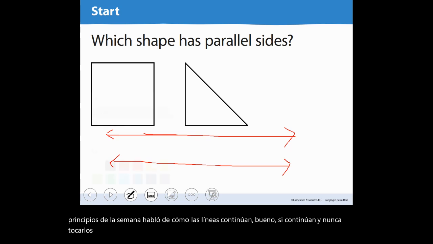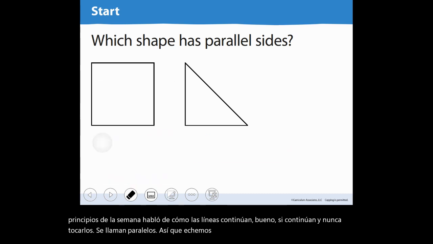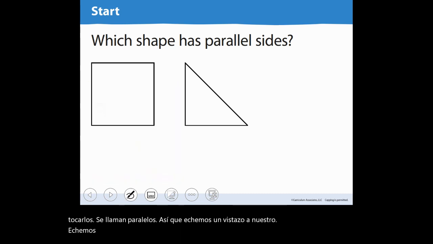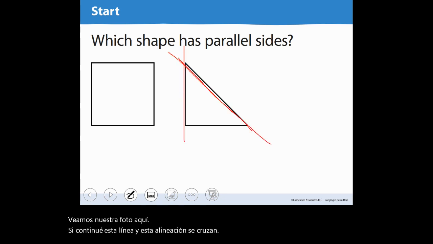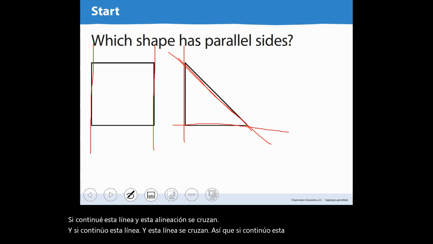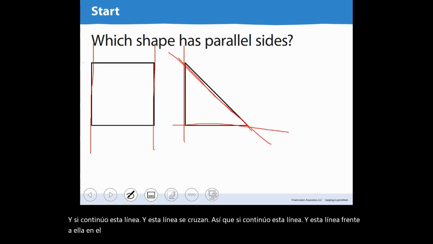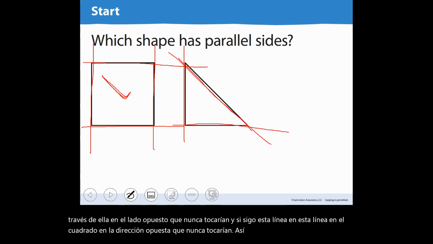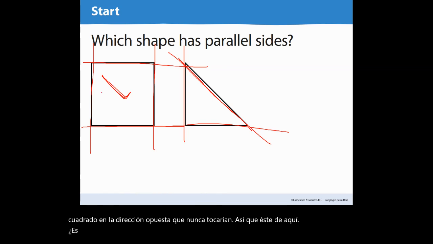So let's look at our picture here. If I continued this line and this line, whoop, they cross. And if I continued this line and this line, they cross. So if I continued this line and this line across from it on the opposite side, they would never touch. And if I continued this line and this line on the square in the opposite direction, they would never touch. So this one right here is the one that has parallel sides.